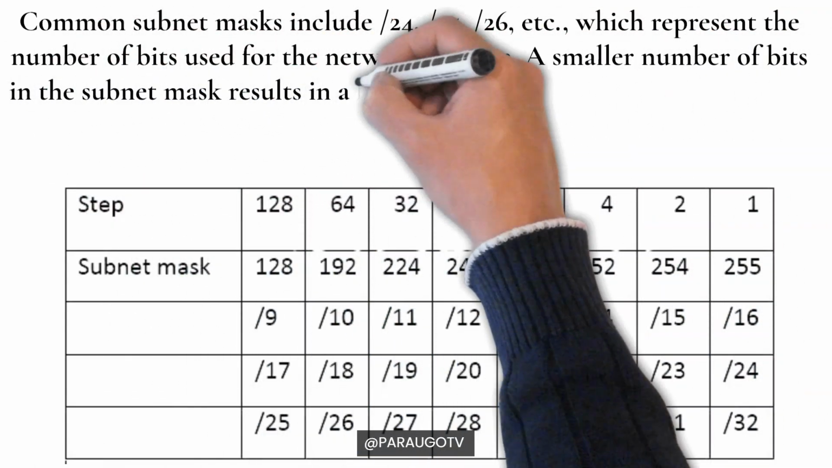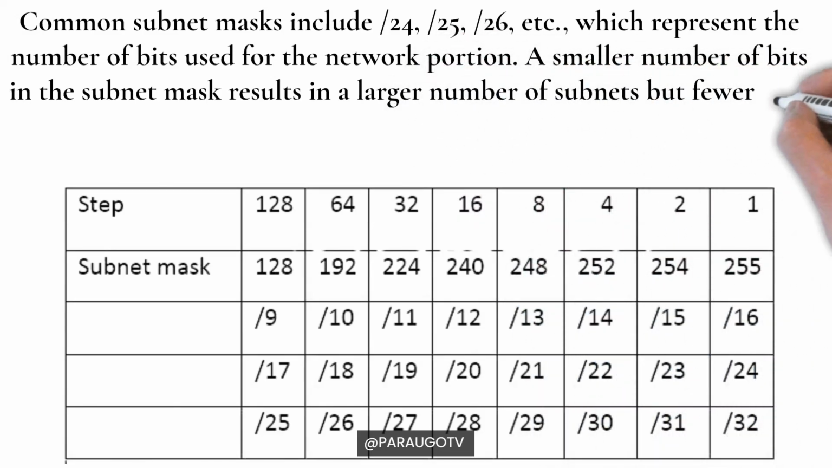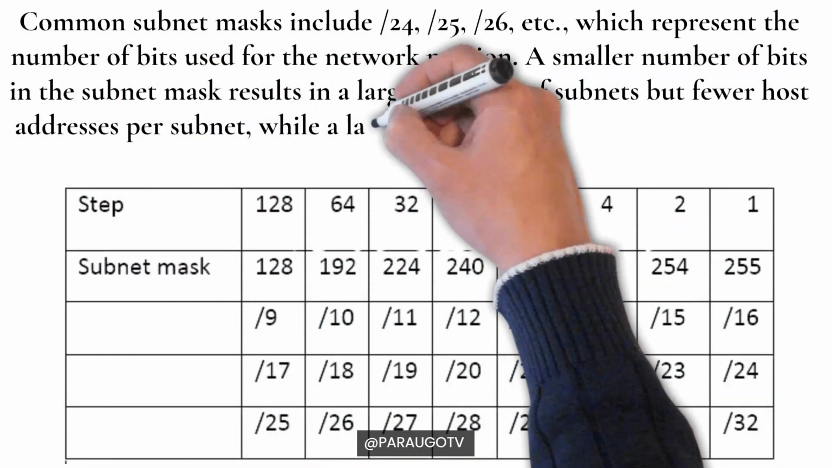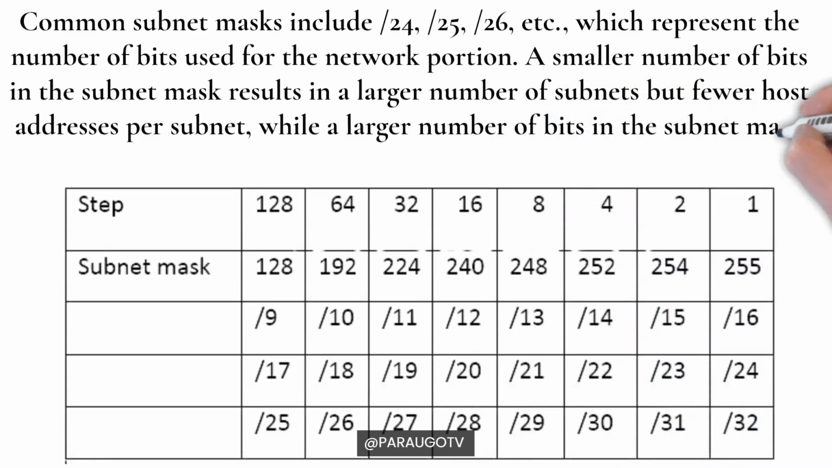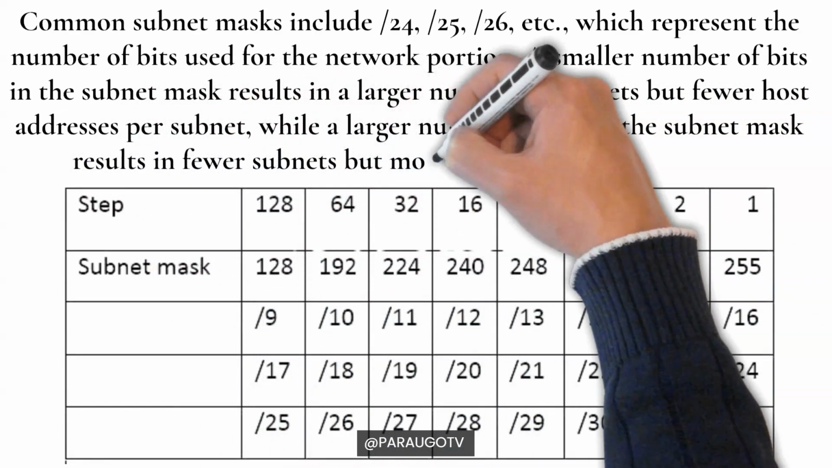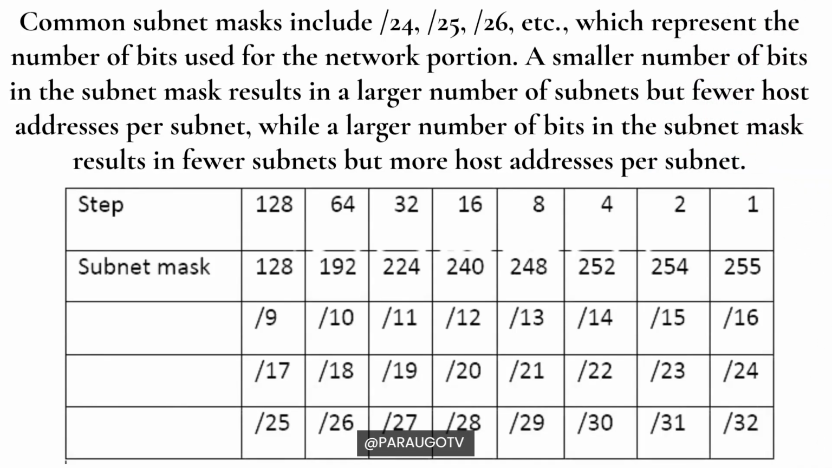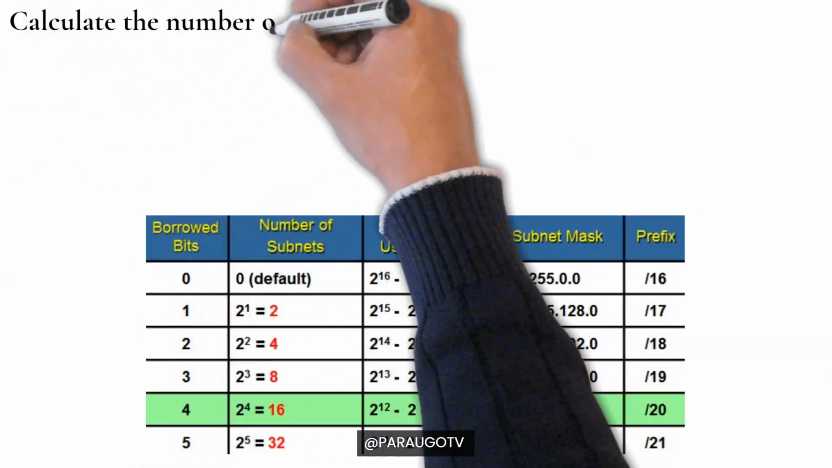A smaller number of bits in the subnet mask results in a larger number of subnets, but fewer host addresses per subnet, while a larger number of bits in the subnet mask results in fewer subnets, but more host addresses per subnet.